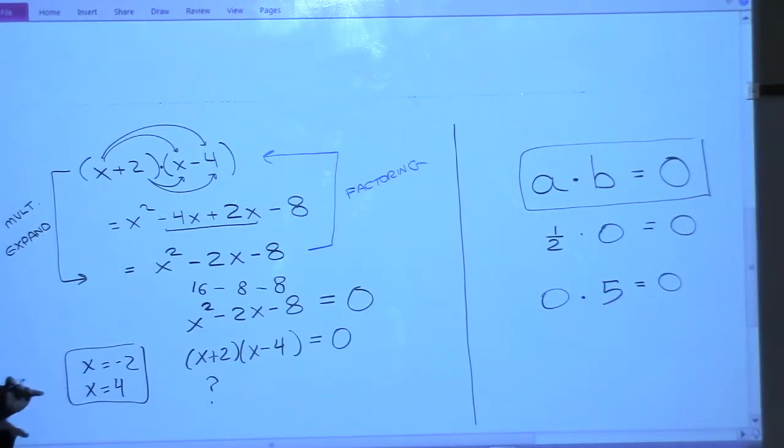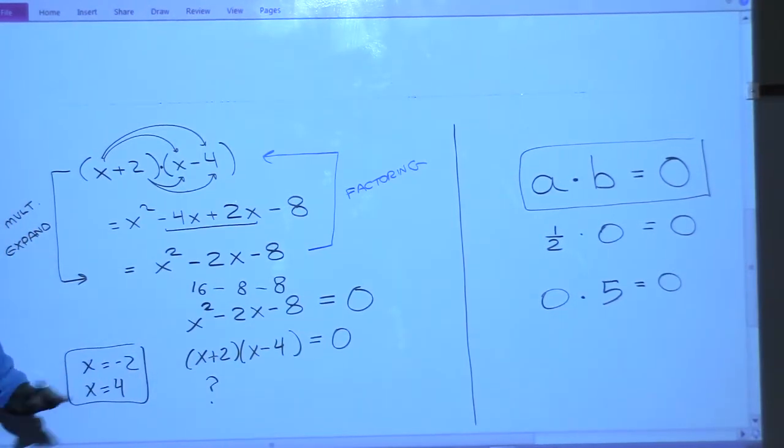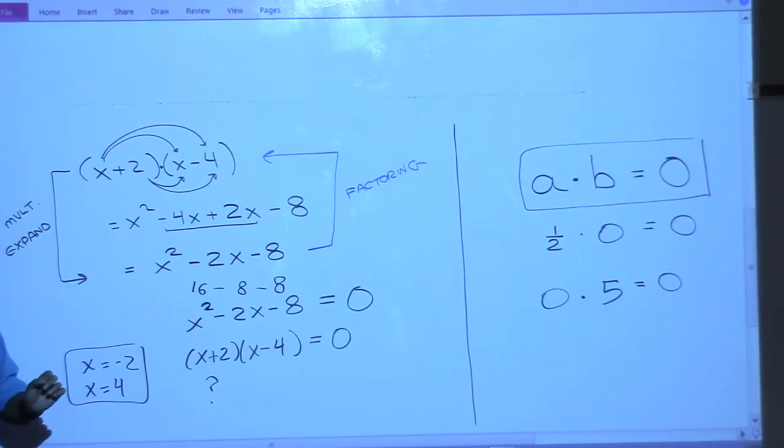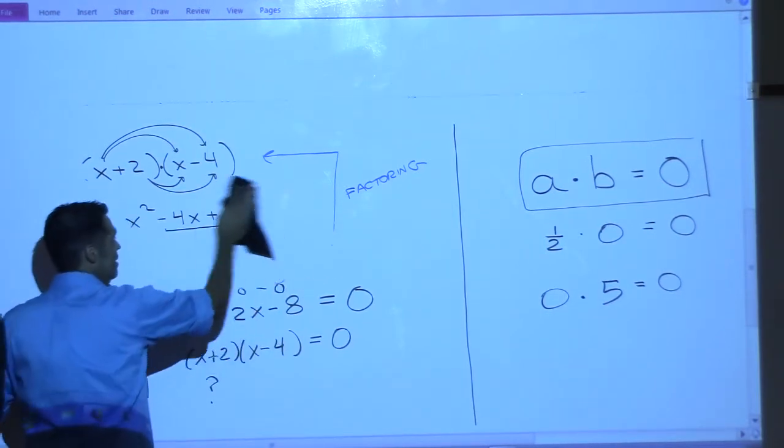So if we are going to have any hope at all of solving quadratic equations or equations that are not linear, okay, not linear, we have to be able to factor. If you can't factor, you're kind of dead in the water, all right? So now what we're going to do is talk about the different techniques for factoring, okay? Hopefully that just gives you an idea of why.